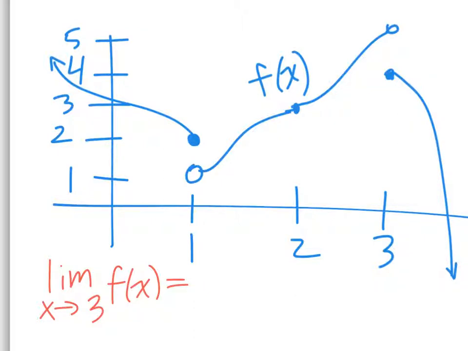Does not exist is the perfect answer. Undefined, acceptable, not the best. Okay, the limit does not exist. They have to exist somewhere. They have to go to the same number. Okay, does not exist.